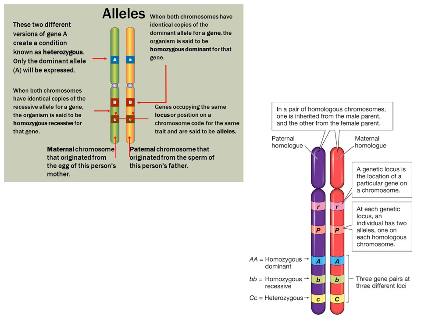On the second picture, there are three gene pairs at three different loci. First example, capital A, capital A, which is called homozygous dominant. Small b, small b, which is called homozygous recessive. While the third gene, small c and capital C, is called heterozygous.